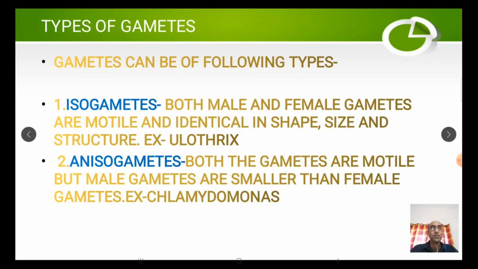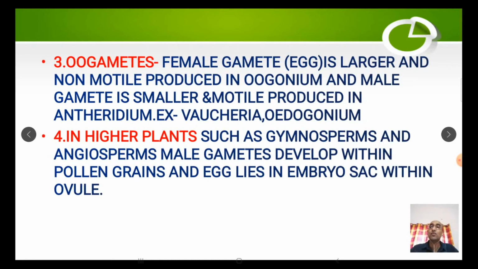Anisogametes, not iso, okay. So both the gametes are motile, but the male gametes are smaller than the female gametes. Example is Chlamydomonas. Got it?